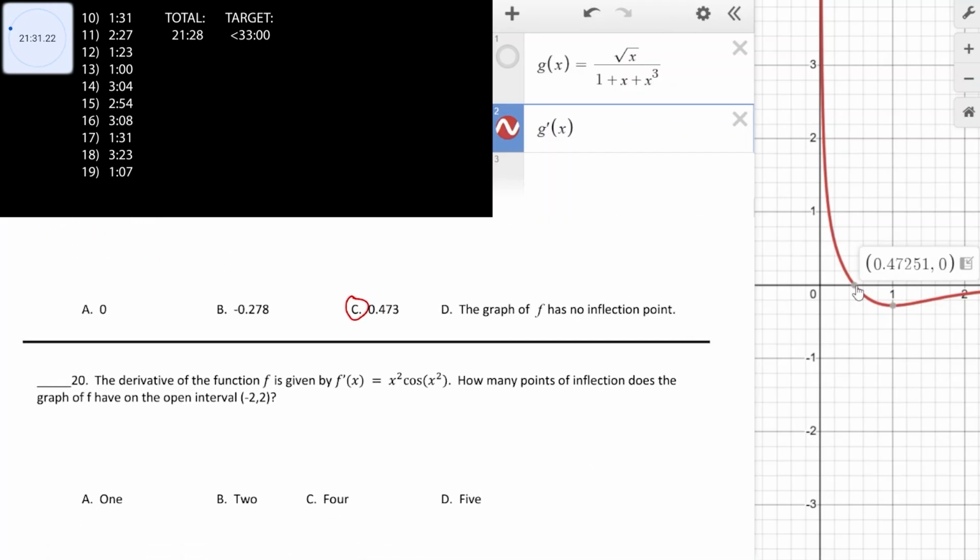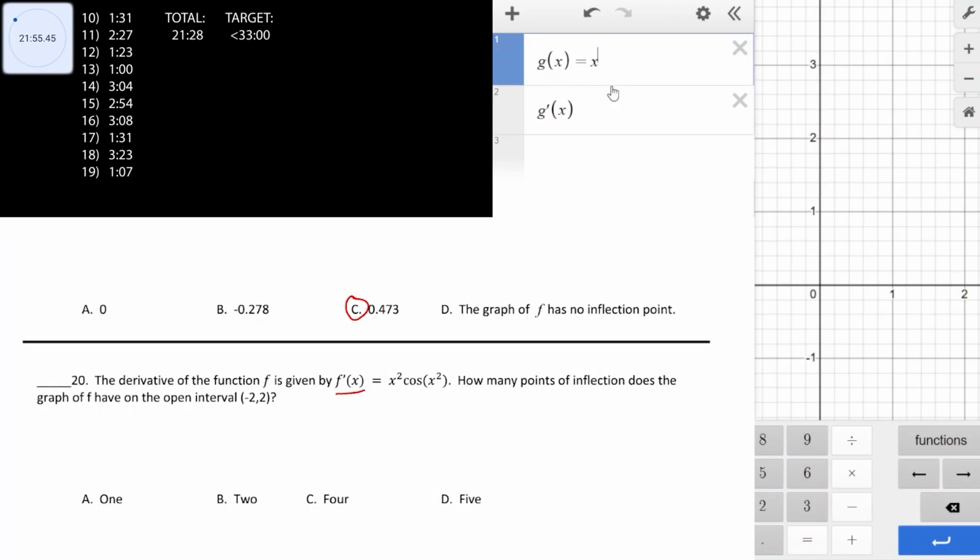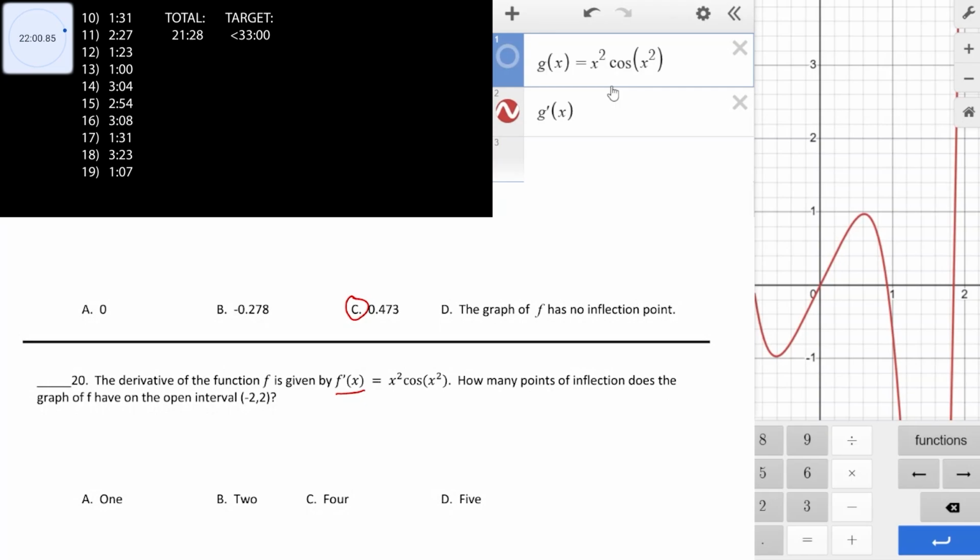Number 20 says the derivative of the function f is given by f prime equals x squared times cosine of x squared. How many points of inflection does the graph of f have on the open interval? We're kind of overdoing the points of inflection problems, but hopefully after this third one, you get the point. So we're going to approach this exactly the same way we did before. We're going to call this g, the f prime, and type in the equation x squared cosine of x squared. And this one we do have a domain restriction, so I'm going to throw that in there. You don't necessarily have to type in the domain restriction, but I find it helps you zero in on what you're supposed to be looking at.